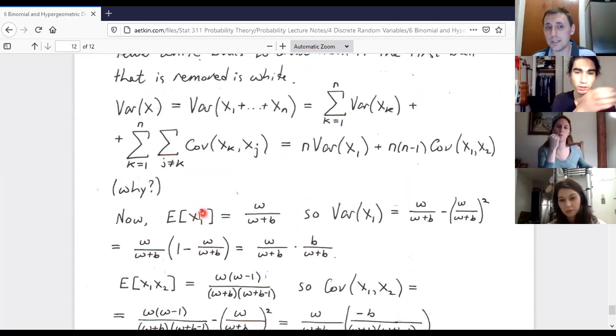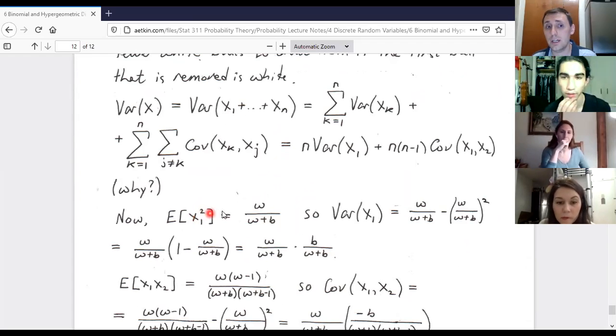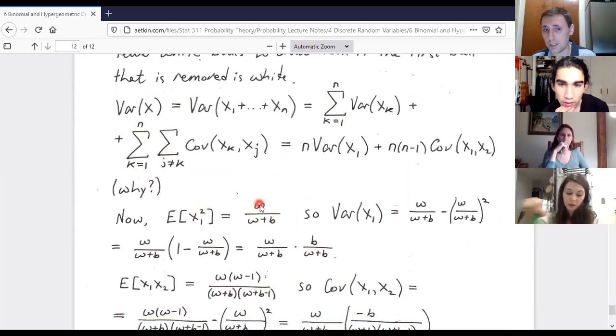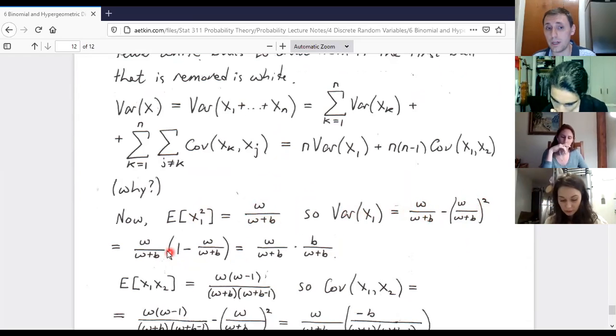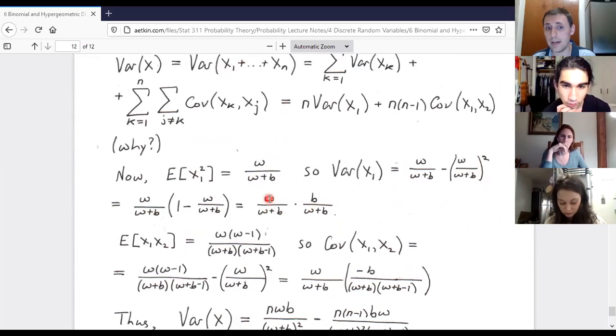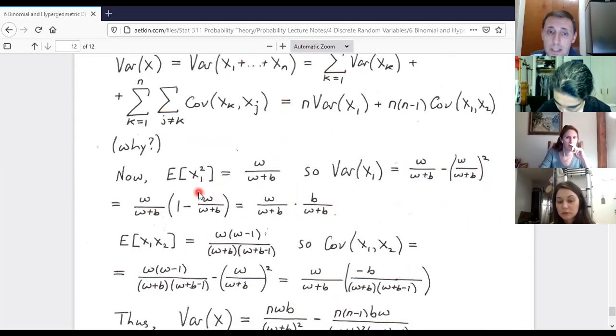What's the expected value of x1 squared? That's the same as the expected value of x1. It's w over w plus b. And so what is variance? Variance is w over w plus b minus that number squared. We have w over w plus b times b over w plus b. That is the variance of one of them.